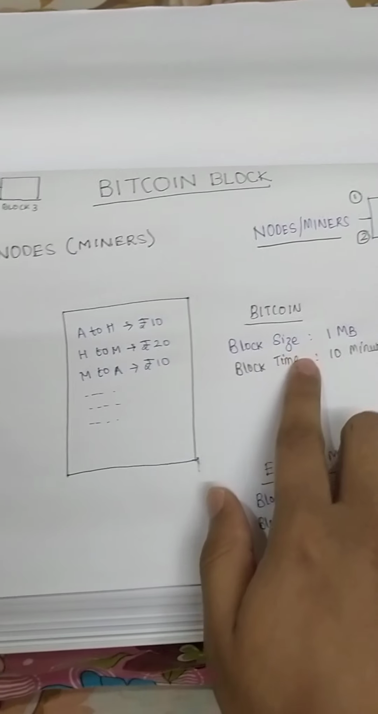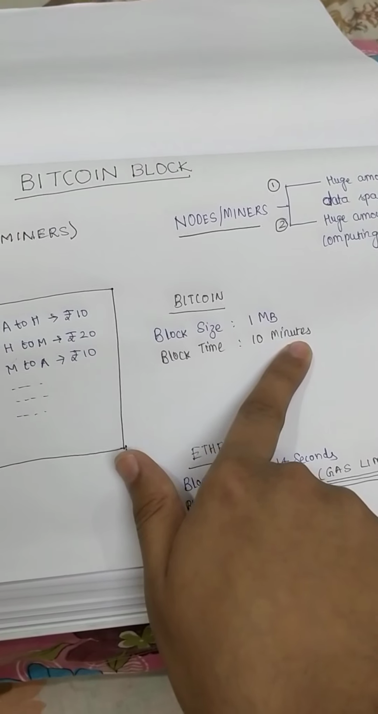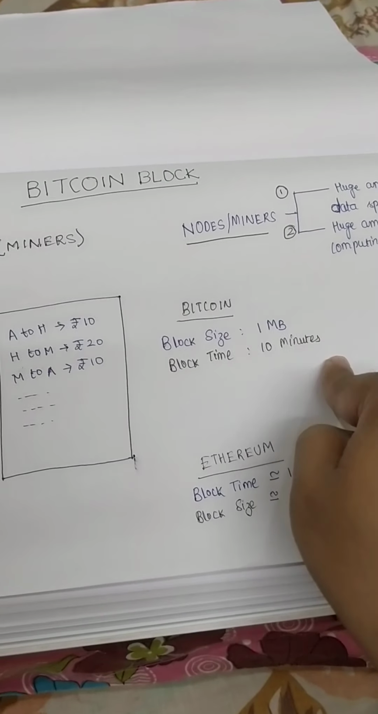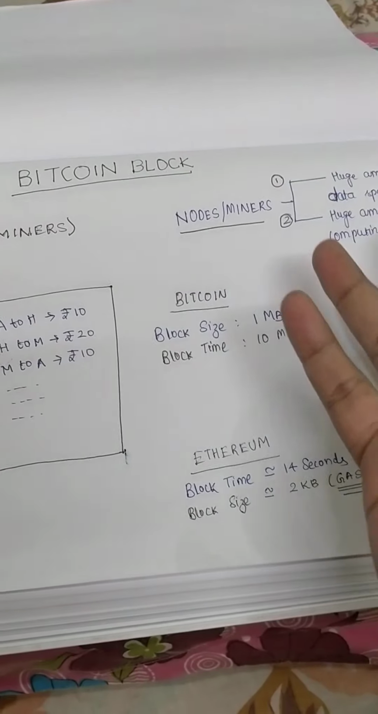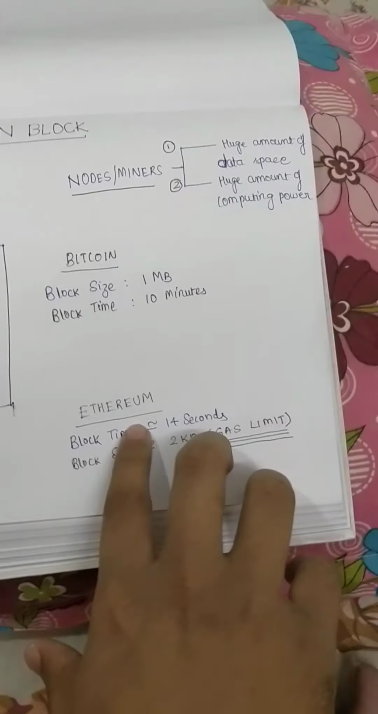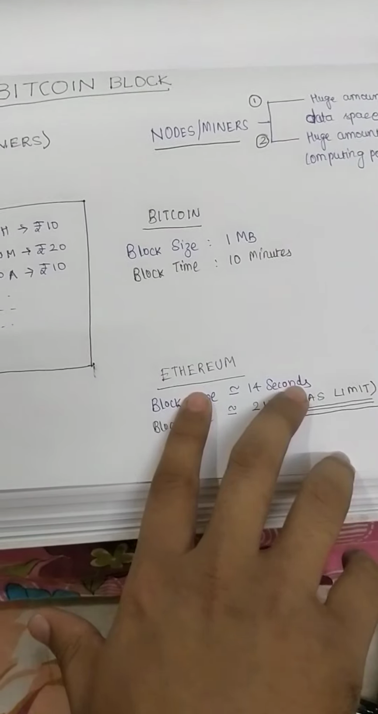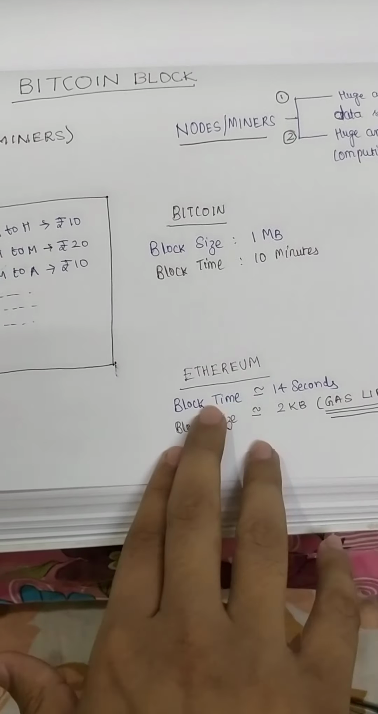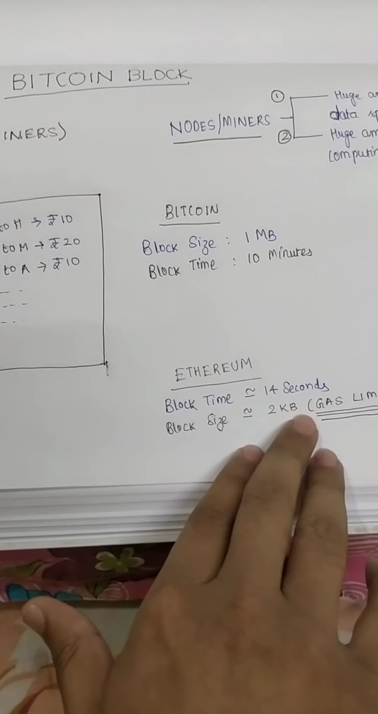So these are the two constraints, and always look out for these two parameters in any blockchain. These two parameters are common in many blockchains, and they can be referred to in different ways. In the same way, if you look at Ethereum, which is also a very famous blockchain, the block time is roughly 14 seconds and the block size is roughly 2 KB.